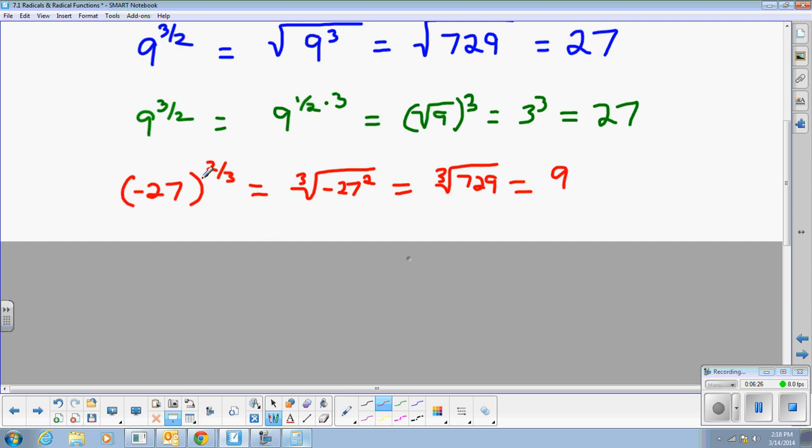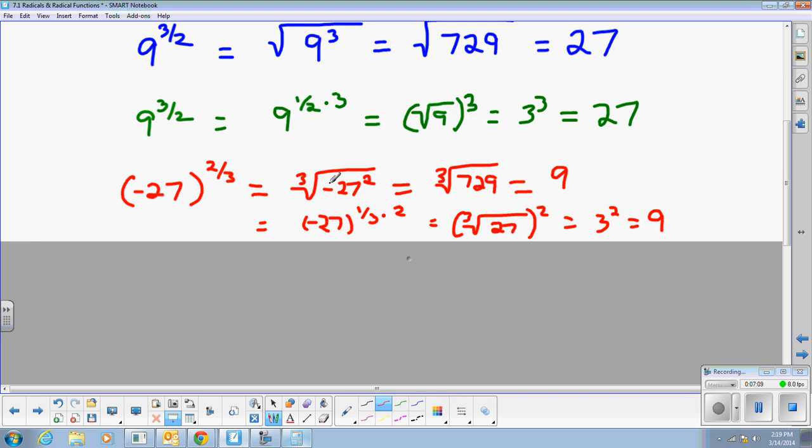To show you the other method, if you choose to break this apart, I would say that this will now equal negative 27 to the 1/3 times 2. So that is then the same as the cube root of negative 27, and all of that squared. The cube root of negative 27, I happen to know that. The cube root of negative 27 is negative 3. So now I'm going to do negative 3 squared, and that equals 9.